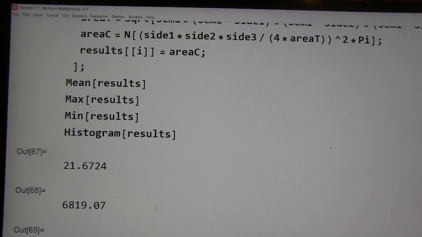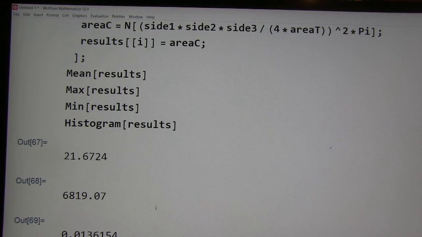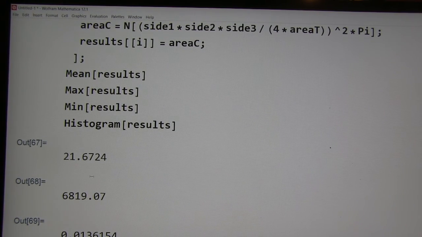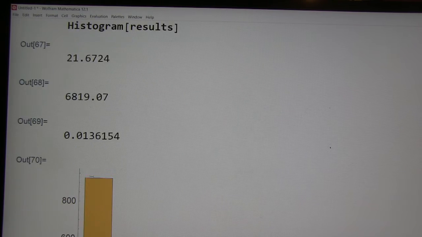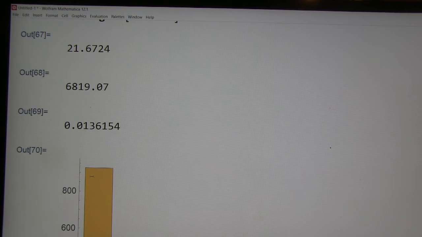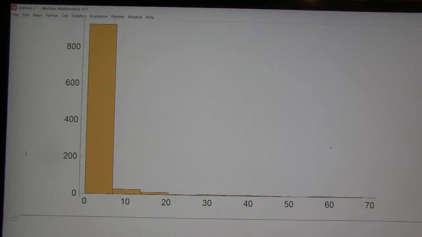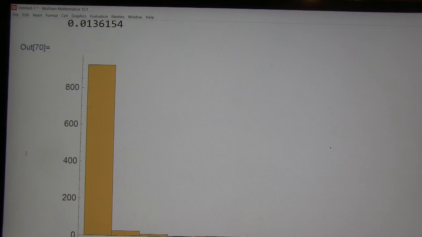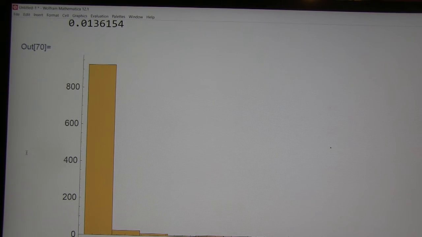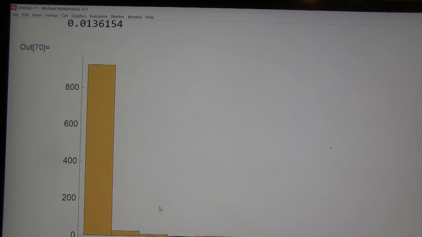Alright, so our mean was 21. Our max was 6,819. Our minimum value was 0.01. And this is our histogram. Yeah, it's wild, right? And the maximum was, is it 6,000? Yep, 6,000. So it's only even going up to 70 here.